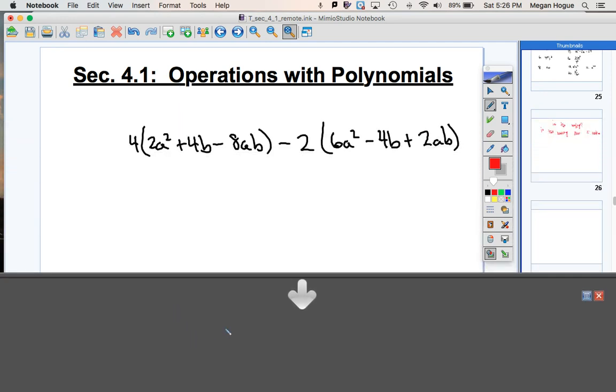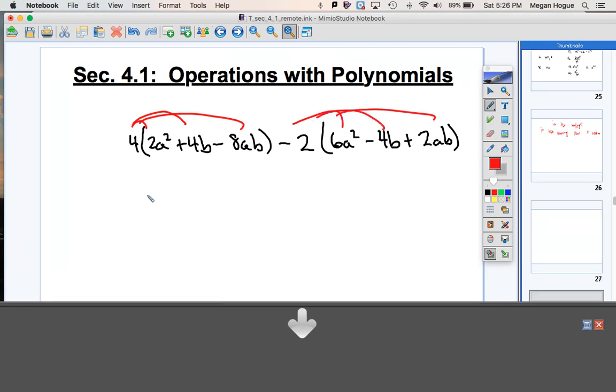So starting off, we're going to look at 4 and then 2a squared plus 4b minus 4ab. We're going to subtract this from this polynomial, but we're going to have that 2 in front. So again, these are ones I think we're pretty familiar with. We hopefully remember that we're going to need to distribute here and distribute the -2. And so when I distribute, I multiply those coefficients. So 8a squared plus 16b minus 32ab.